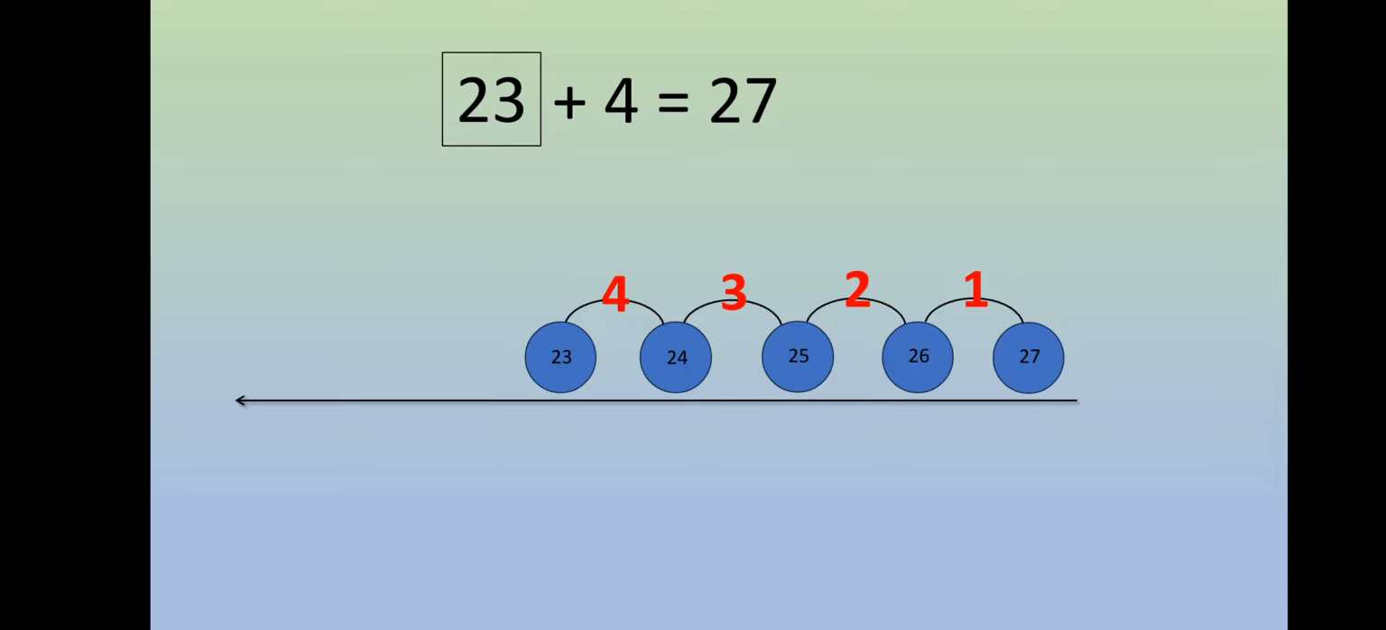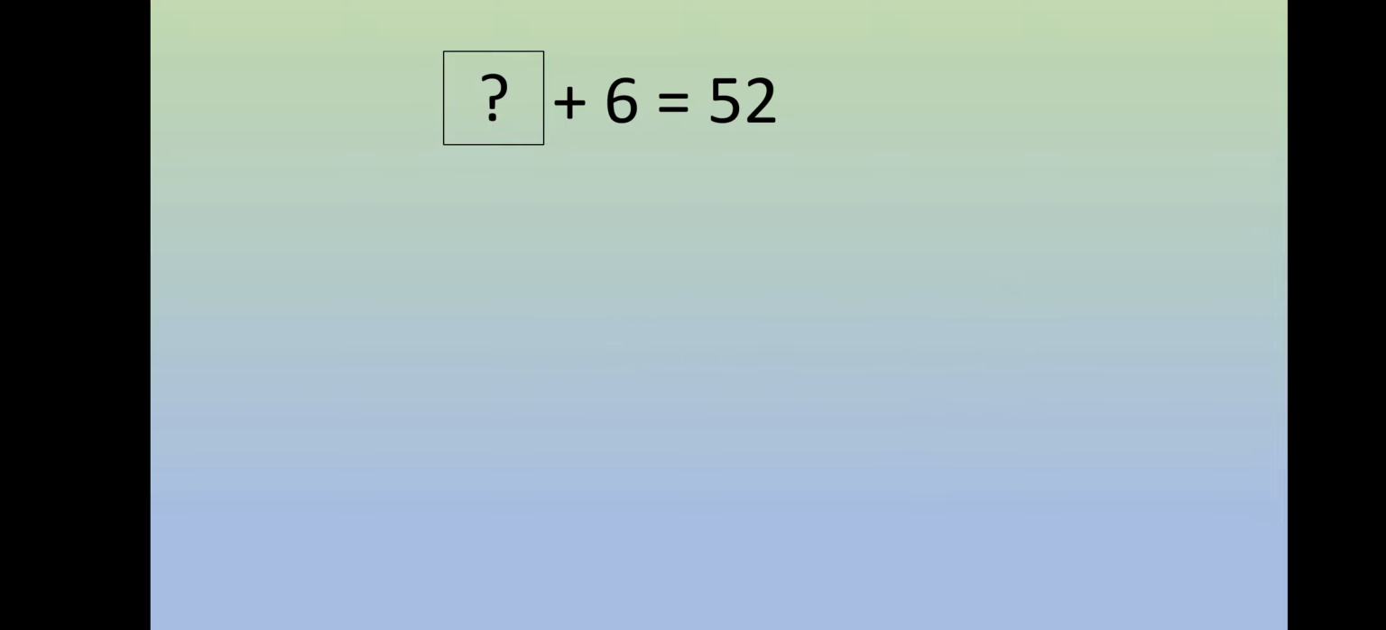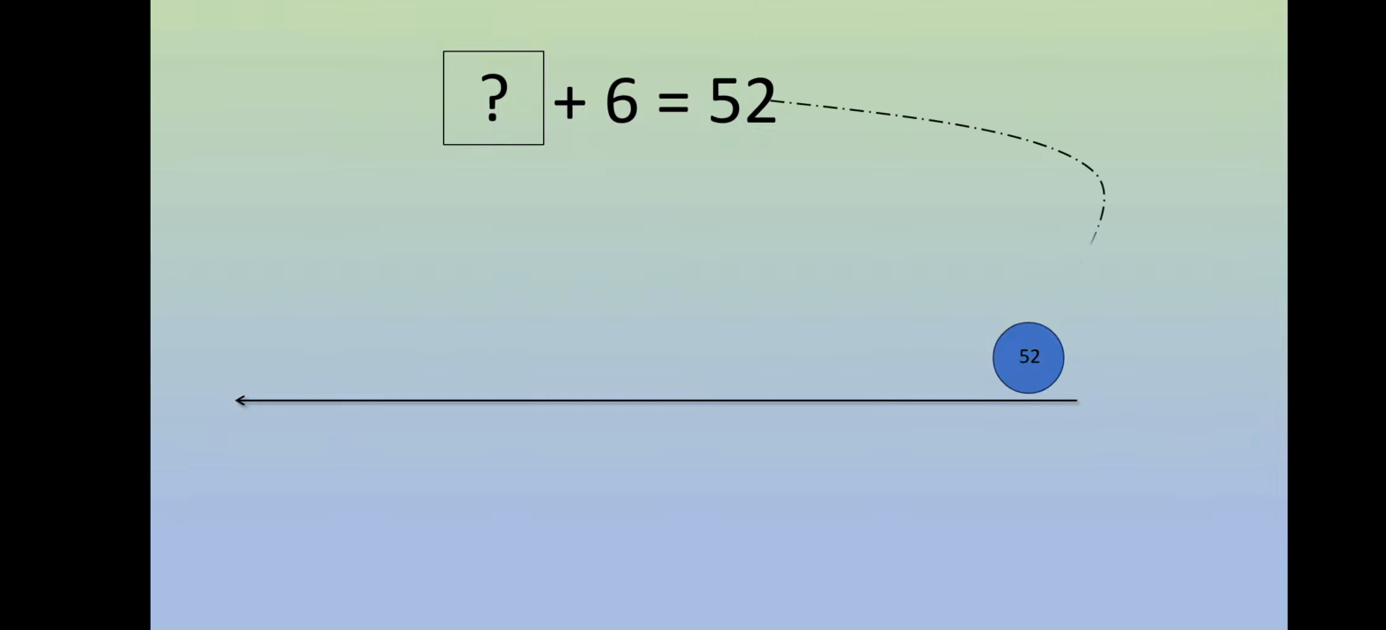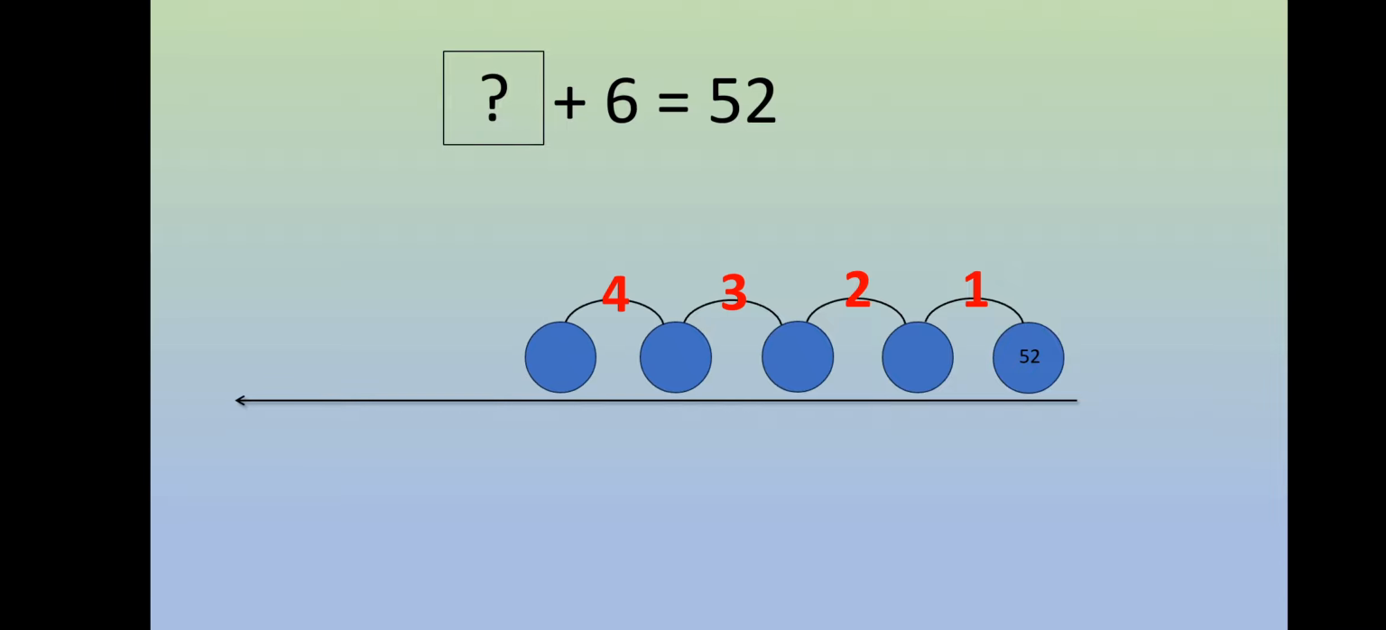Now let's see one more example so that concept is more clear to us. So in this question, we need to find out which number we need to add to 6 so that the answer is 52. So let's start. We will draw a number line and our starting number would be 52 and we will move 6 steps backward. So let's start. 1, 2, 3, 4, 5 and 6.